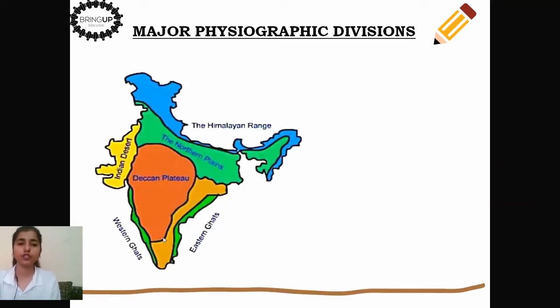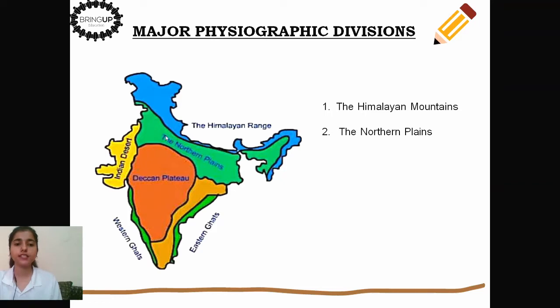Major physiographic divisions. The physical features of India have been divided into physiographic divisions, which are as follows. The Himalayan mountains: this blue portion that you can see. Second, the northern plain: this is the green portion. The peninsular plateau: the brown portion, which is marked as Deccan Plateau, is the same as the peninsular plateau. Don't get confused. Both are similar, but we'll discuss these plateaus in detail in the upcoming slides.